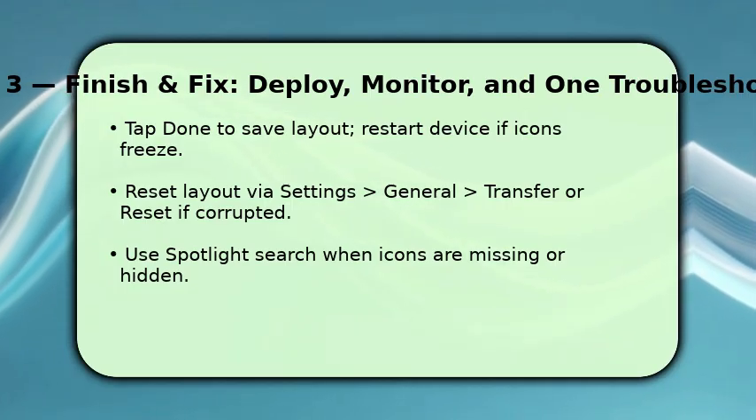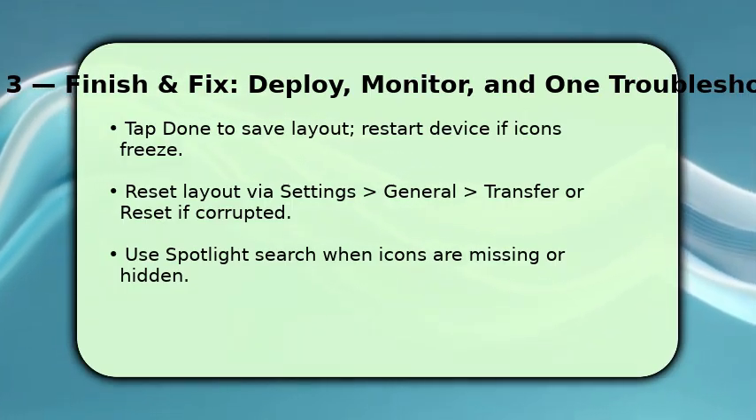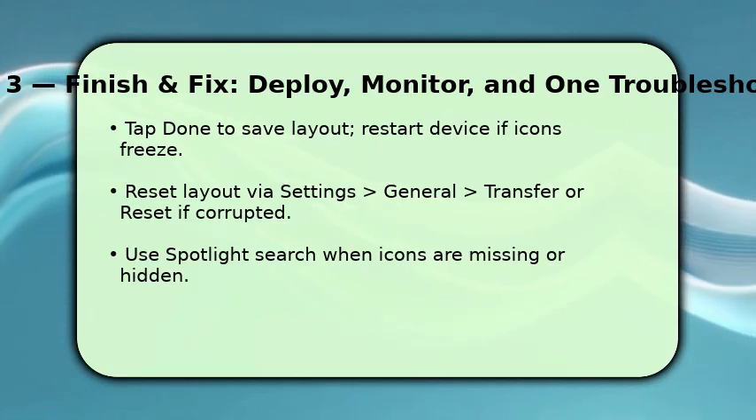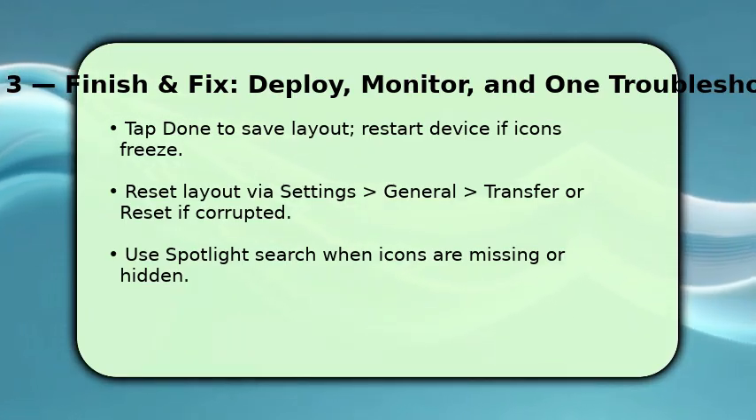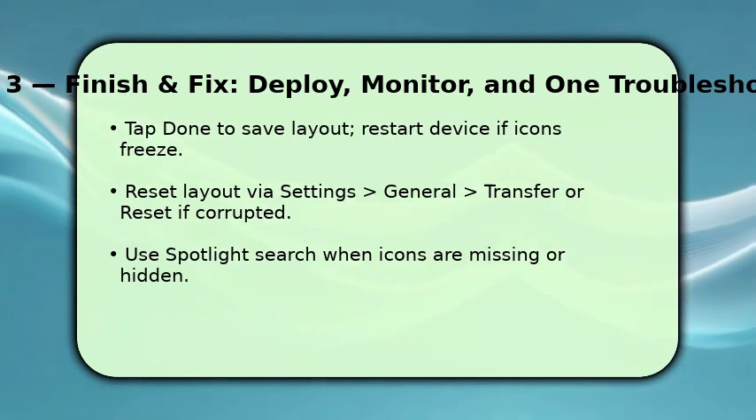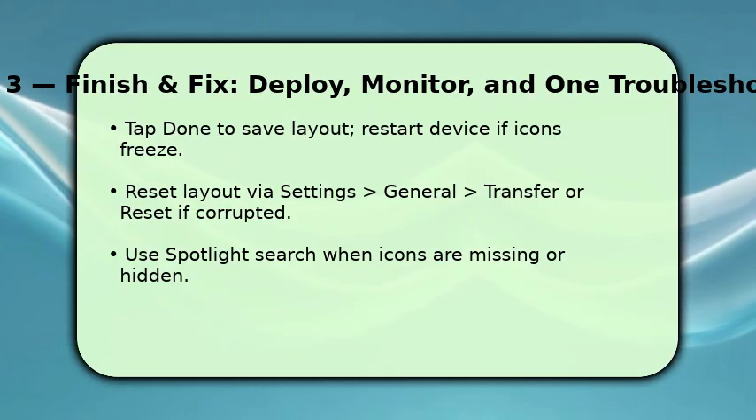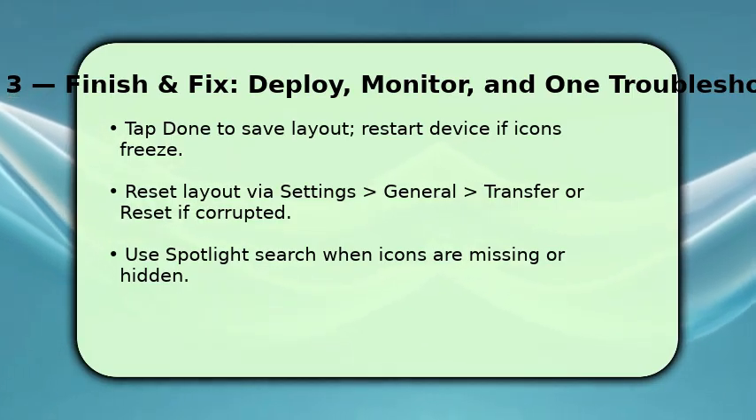That clears temporary glitches. If the layout looks corrupted, go to Settings, General, Transfer or Reset, Reset Home Screen Layout to restore defaults. You'll lose custom placement but regain clarity. One key tip: use Spotlight Search to find any app that seems to have disappeared.